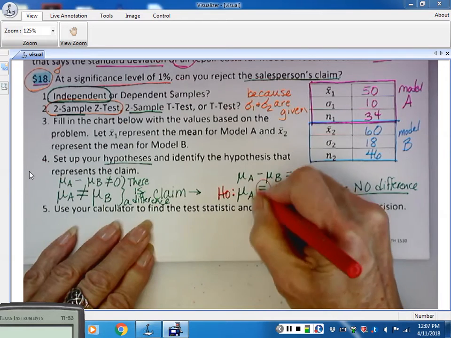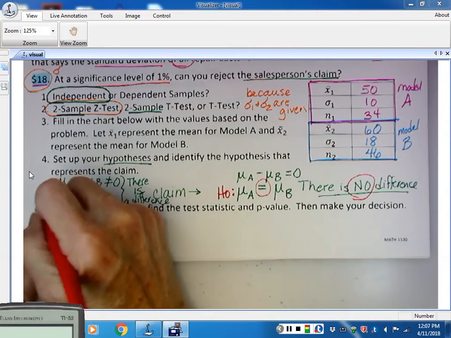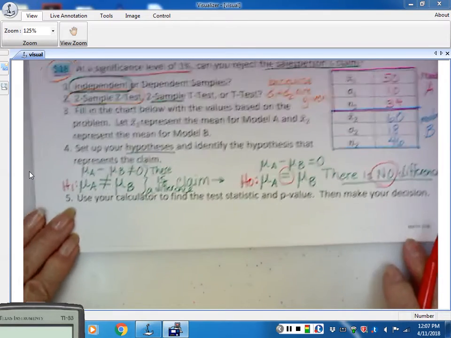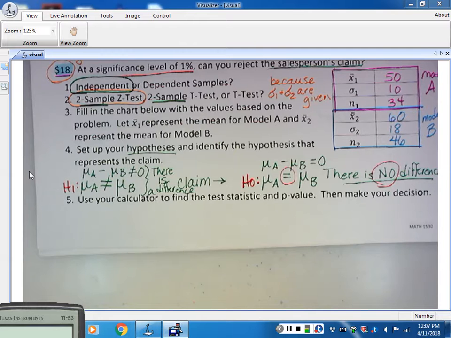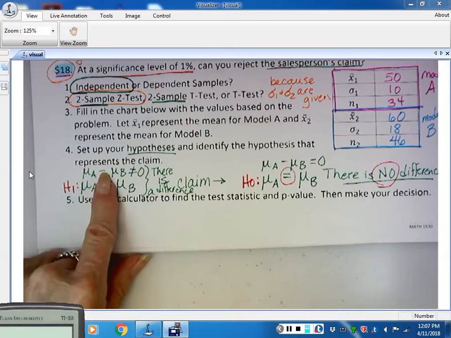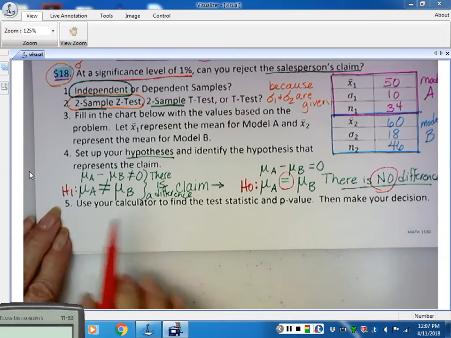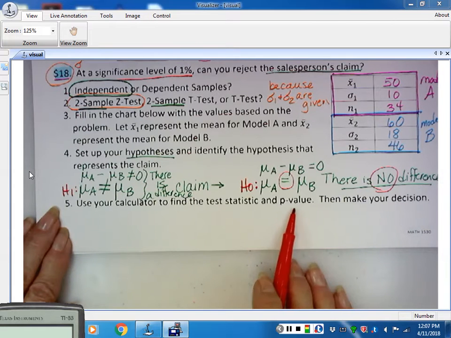That means this is H1. And it could be written, as I said, either way. There's no reason to write either one in particular. You can use it interchangeably, whichever one makes the most sense to you. So we're talking about differences, we're talking about subtractions. Okay? So we're going to use the calculator to find the test statistic and the p-value and make a decision.